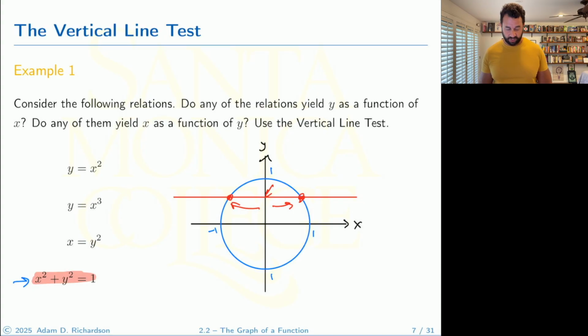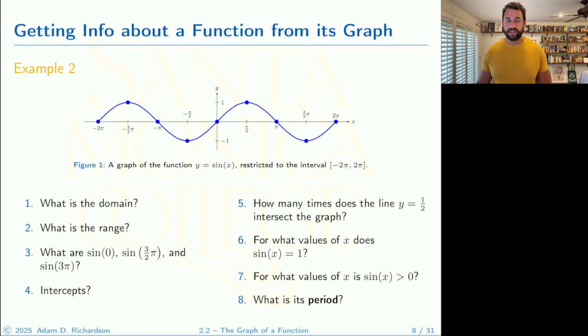So here's a situation where this equation is not describing a function of x, nor is it describing a function of y. So you've got to think about these things, right? But luckily, this vertical line test and this horizontal line test can help us out with that kind of thing. All right, now let's talk about getting some info about a function from its graph.